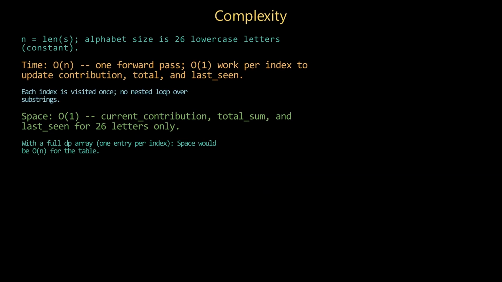N is the length of S, time is O of n. We scan the string once and do constant work at each index to update the rolling contribution, the total, and the last seen map. Space is O of 1, current contribution, total sum, and last seen for 26 letters. A full DP array with one entry per index would use O of n space instead.